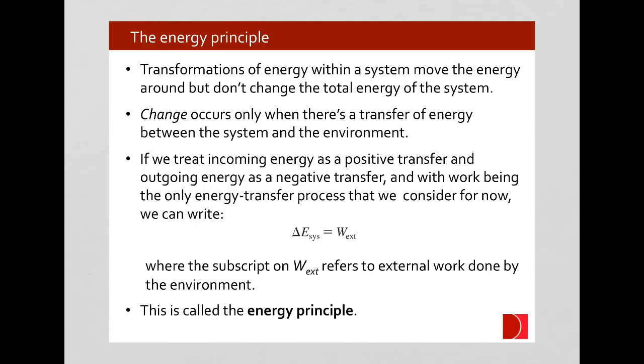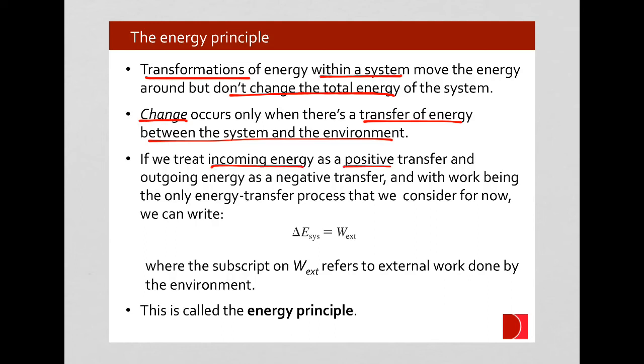Thus, we've seen several types of typical energy transfers. We see that these energy transformations within a system move the energy around and change the form of the energy, but they don't change the total energy of the system. The total energy of the system is conserved in a closed system. Change occurs only when there's a transfer of energy between the system and the environment. So when you have work done where energy is being added to or taken away from the system, that is when you have a change in the internal energy of a given system.